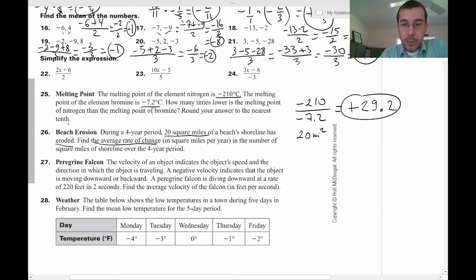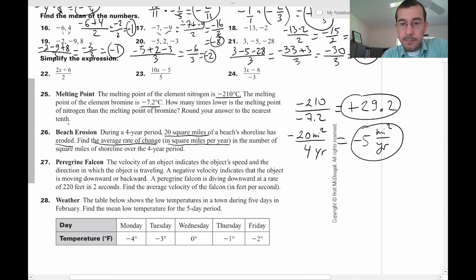So over 4-year period, so over 4. So this is a negative, right? Over 4-year period, we have to find the average rate of change in square miles per year. So we have to find per year. So we have to just divide these numbers. So minus 20 divided by 4 is minus 5 miles squared per year. Okay.